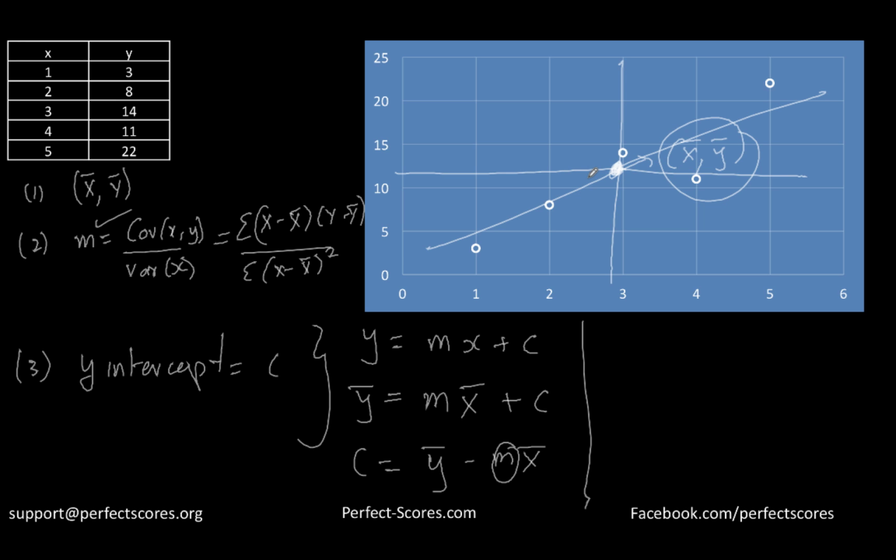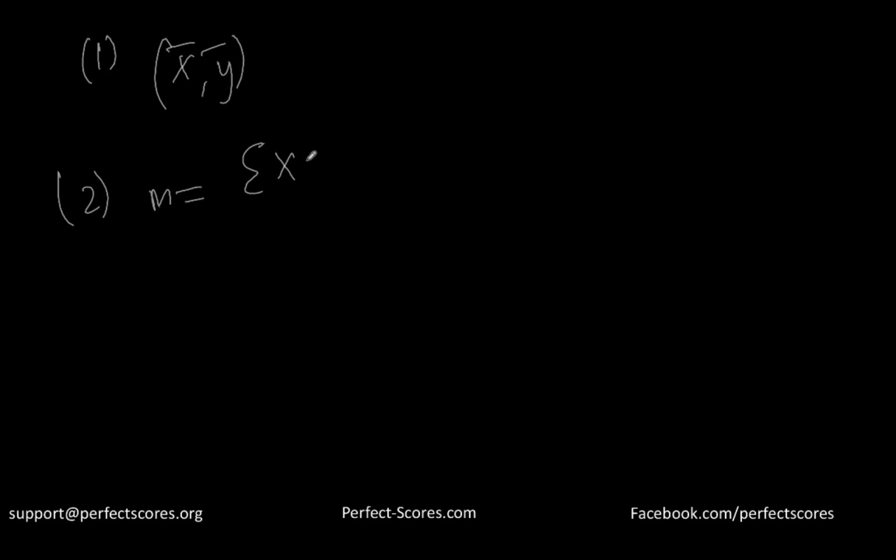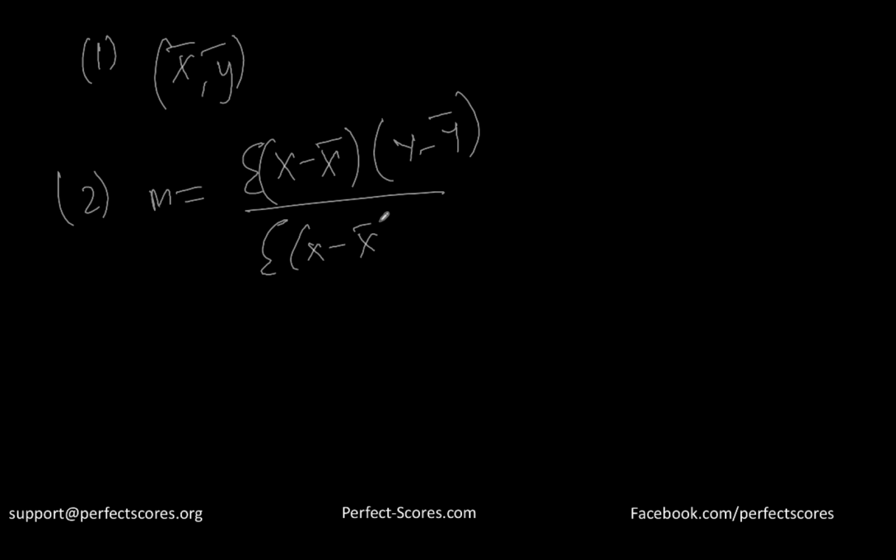Fine. So I'm going to revise what I just said. First important thing: the line will pass through x bar comma y bar. Second important thing is the slope is summation of x minus x bar into y minus y bar divided by summation of x minus x bar whole square, which is actually equal to s of xy divided by s of xx.